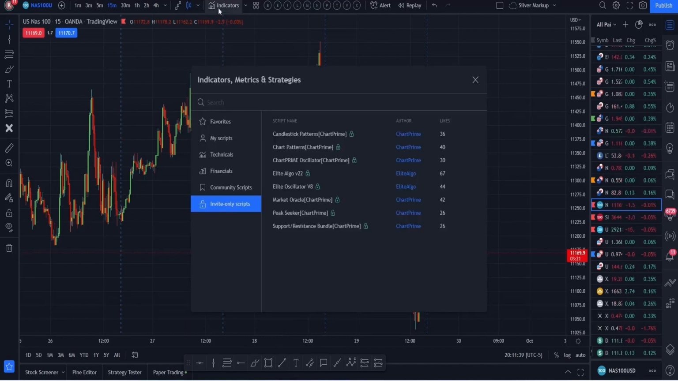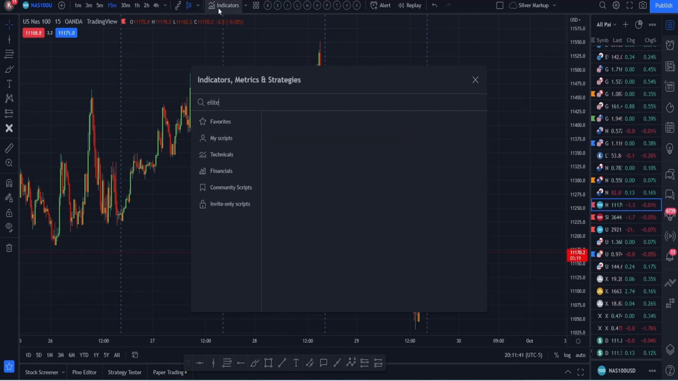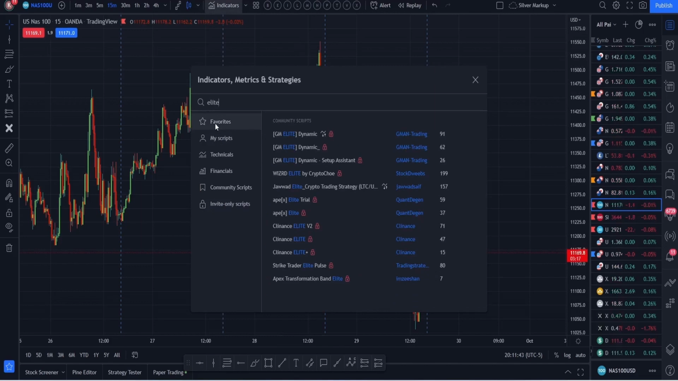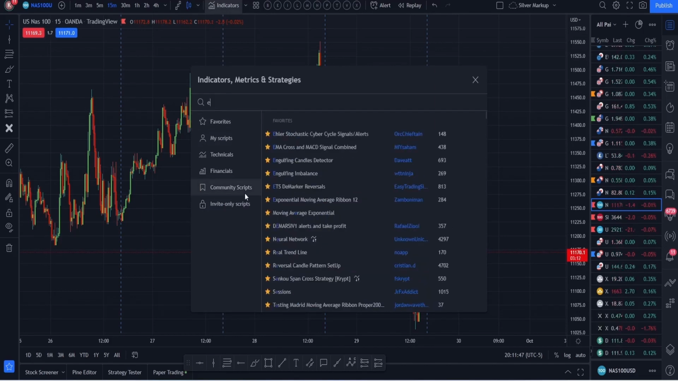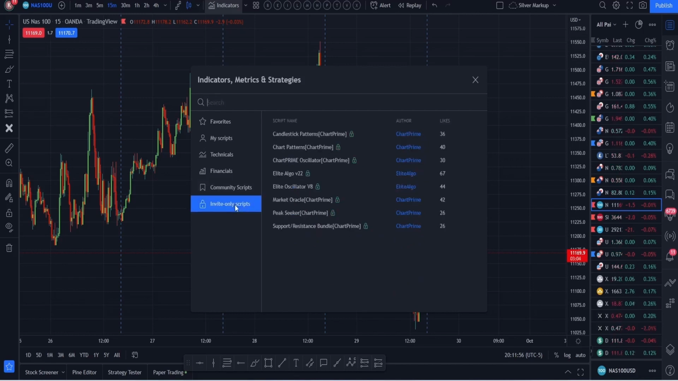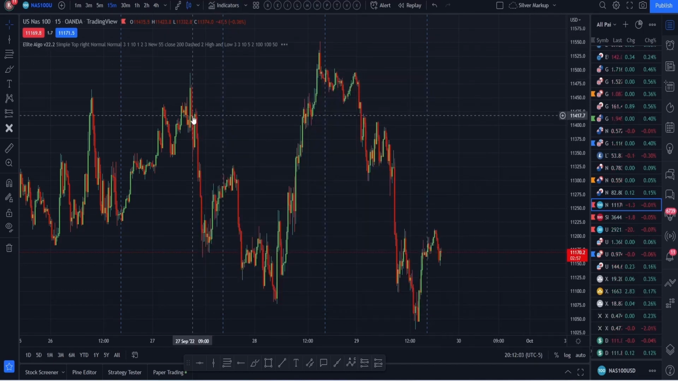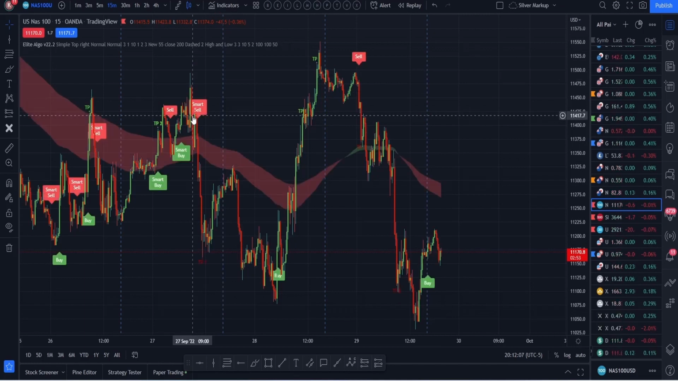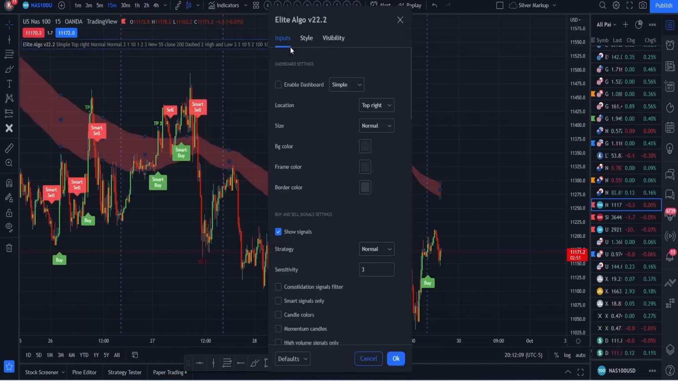When you get the Elite Algo system, you can only get it through the Elite Algo website, and like I said, I have that link in the description. Even if you try to look for it in TradingView without the subscription, you're not going to see it. Once you purchase, you'll go into your invite-only scripts and you'll see Elite Algo there. I'm going to start off with just the algorithm, the main component of the indicator, and there's multiple parts to it. So let's open up the settings.